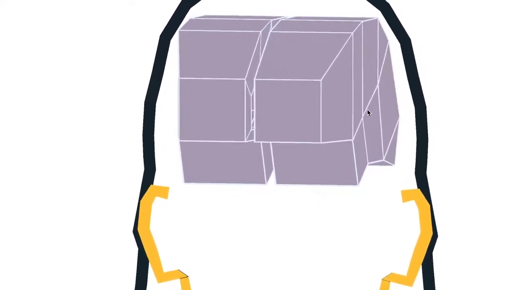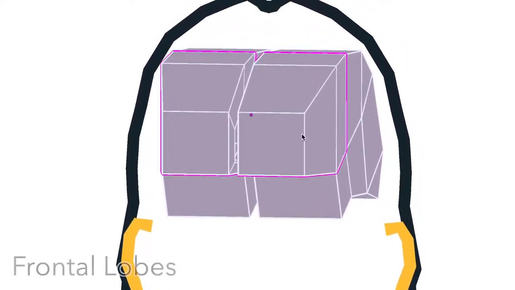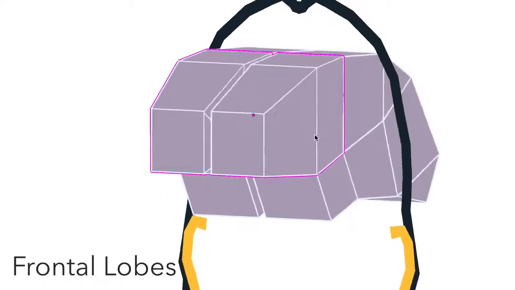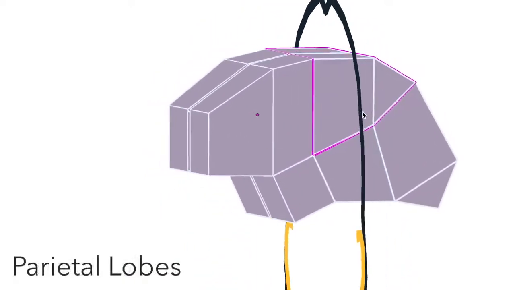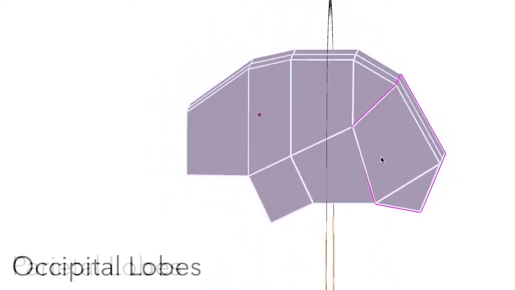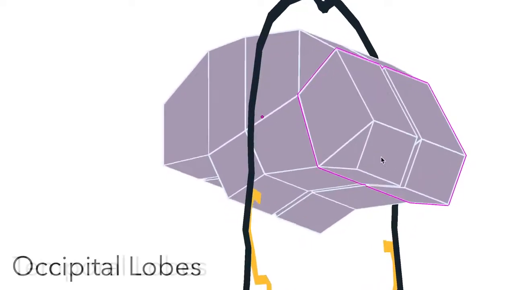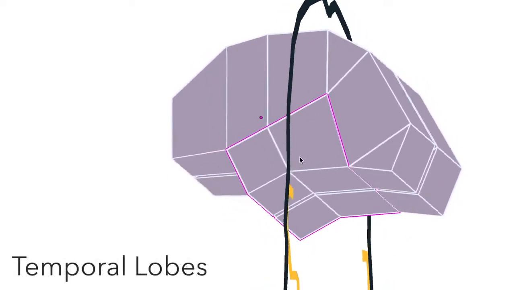And we divide the cortex into lobes. We have the frontal lobes, the parietal lobes, the occipital lobes, and temporal lobes.